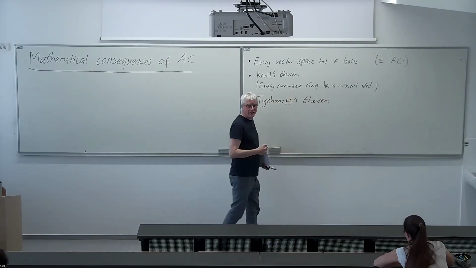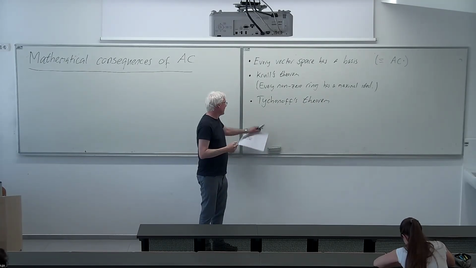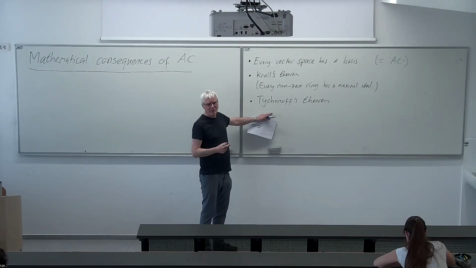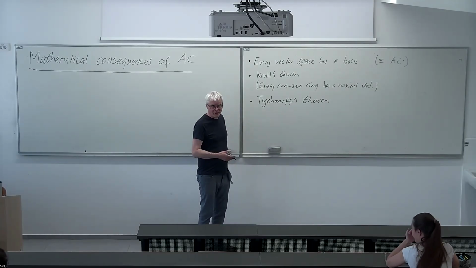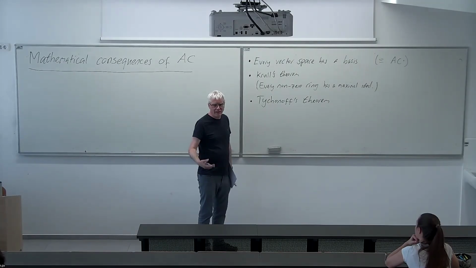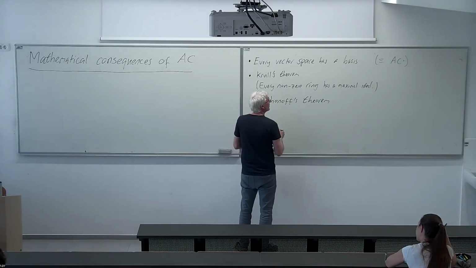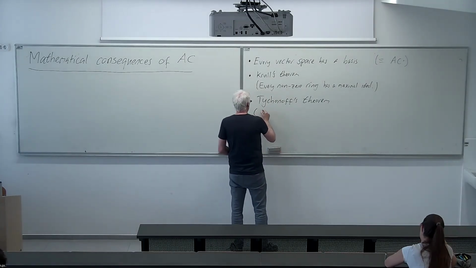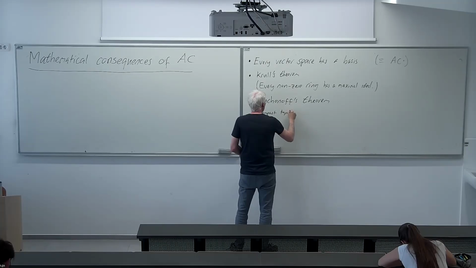Does anyone know what Tikhonov's theorem says? You're not topologists. Right. So it says any Cartesian product, including infinite ones, which are the interesting ones in this case, with the axiom of choice, any Cartesian product with a product topology of compact spaces is again a compact space. So compact topological spaces are preserved under product.